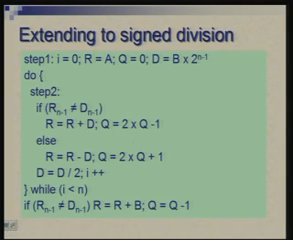The final correction step also makes a similar check. It compares r n minus 1 and d n minus 1. If they are still of the opposite sign, then there is a final addition which is being done.